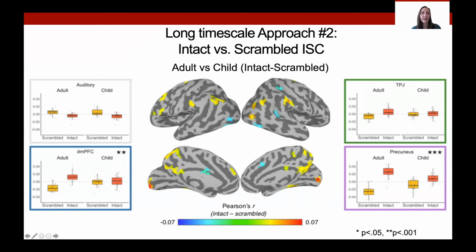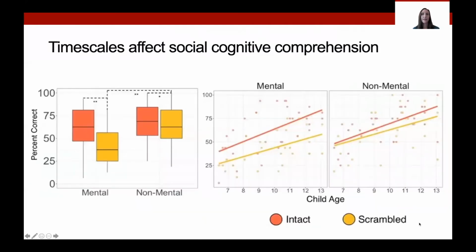What we see here in two of these theory of mind regions, the DMPFC and precuneus, is significantly greater ISE in the intact compared to the scrambled episode in the adults, but you don't see that effect in the children. So these data, again, are suggestive of age-related differences in long timescale processing within these regions associated with social processing. Behaviorally, we see that these timescales also affect social cognitive comprehension. Accuracy was worse for mental questions when presented in the scrambled condition, but this did not affect questions that were not about mental states.